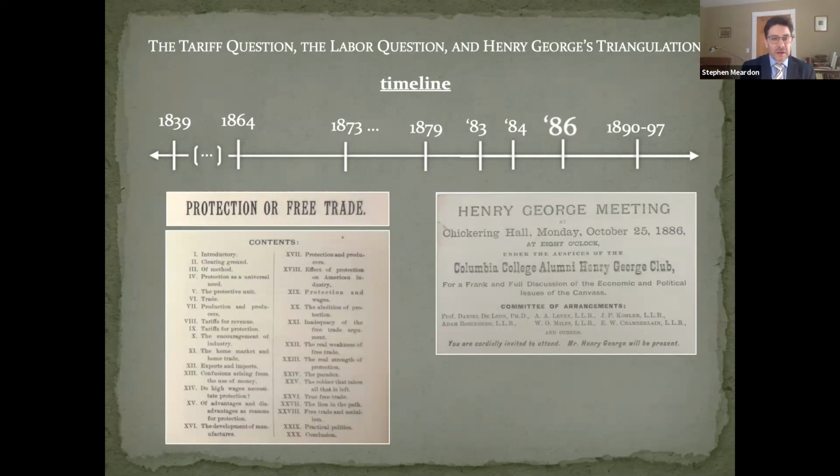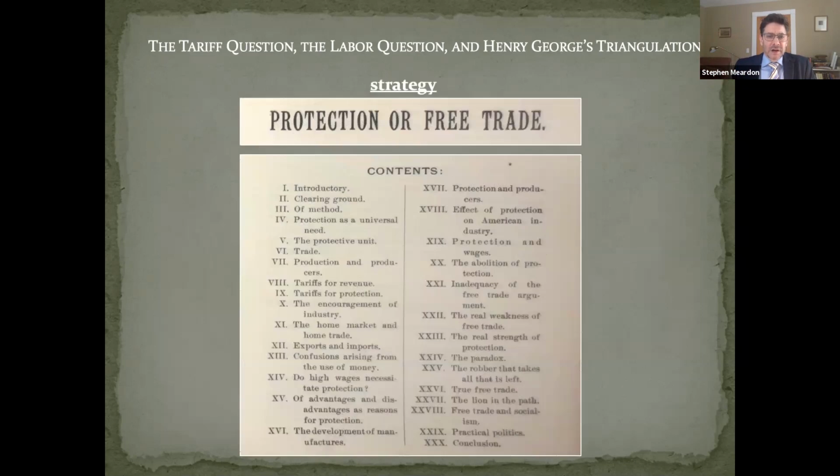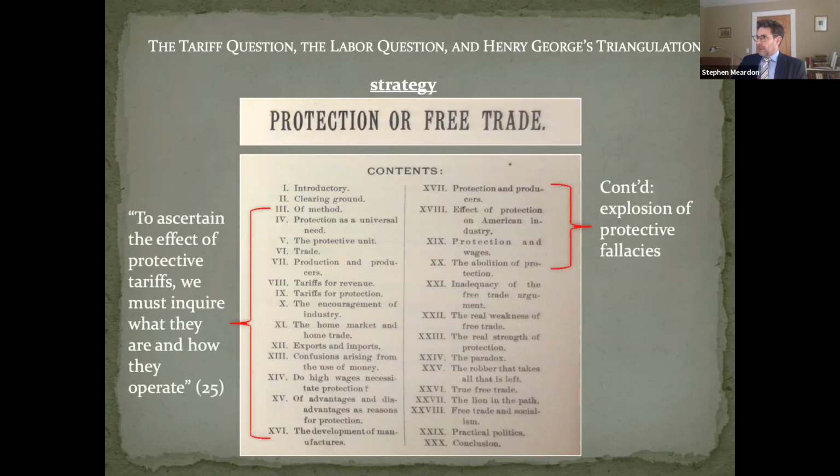And what I've shown you here are two images, one of the table of contents of Protection or Free Trade, the other a representation of what he was doing simultaneously, having meetings, rallies, and spreading the word, which was also supposed to support his own political cause in the mayoral election of New York City. As for the content of Protection or Free Trade, there are a bunch of chapters here, and I think it's useful to group them into parts.